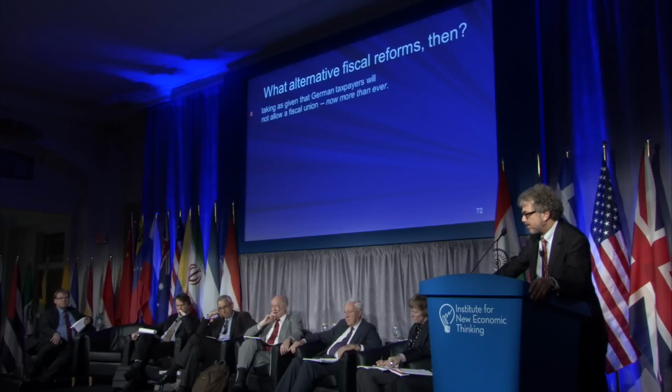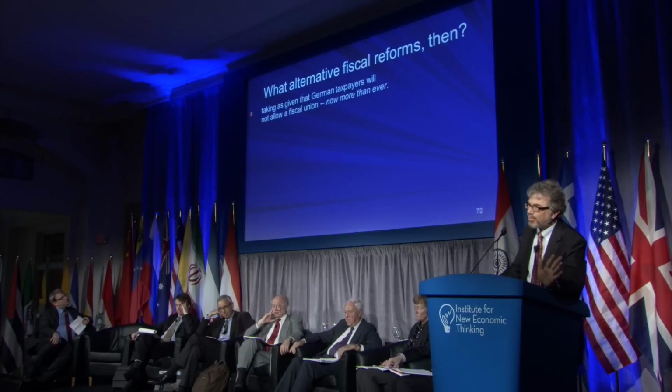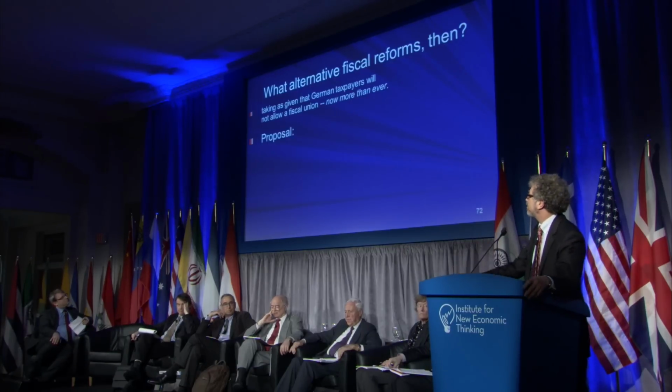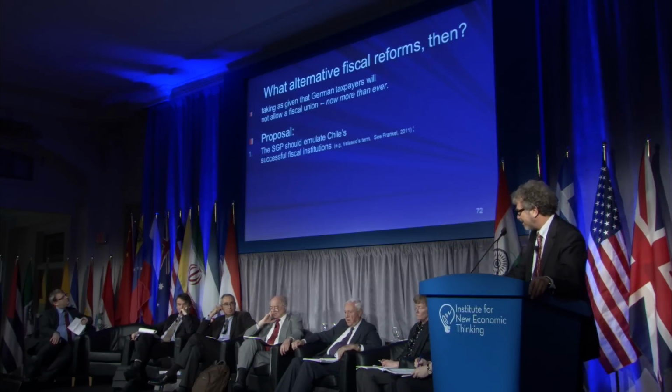All right, what do I propose? And this is my last slide, so I know I'm almost out of time. What alternative fiscal reforms would I propose? Taking as given that hopes of political union or fiscal union or transfer union are not on. My proposal, first, the SGP should emulate Chile's successful fiscal institutions. Someone yesterday put up a picture of Andres Velasco, and I've just written a paper trying to explain what Chile has accomplished, how impressive it is that they now have countercyclical fiscal policy, and how the system works, and how I think it can be emulated by others. And by the way, in the US, the last 10 years, we've screwed up worse than anyone.